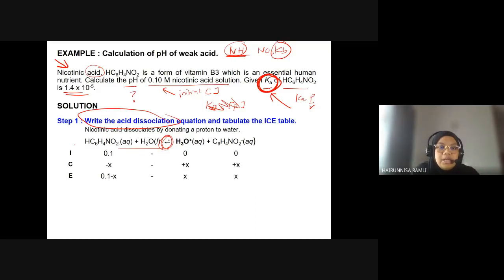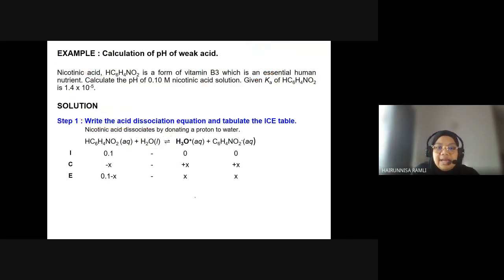Now that's why you need to write the equation. Sebab tu you kena tahu betul tak? You kena tahu dia weak acid ke strong acid. Because from there you can write the equation with reversible arrow. Okay? And then after that, apply balik what you have learned during chapter 2, Kc and Kp. Okay, you use ICE table, you write the equation.